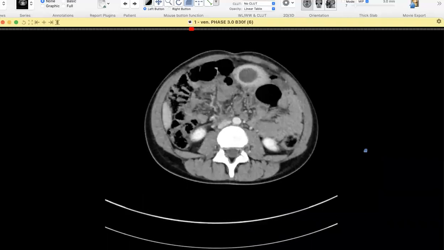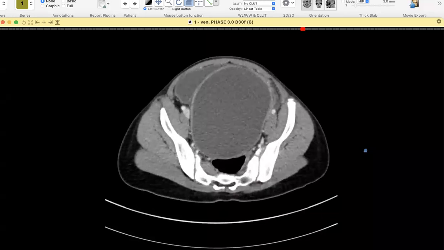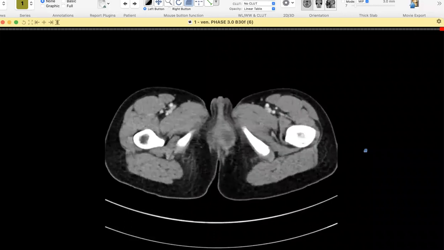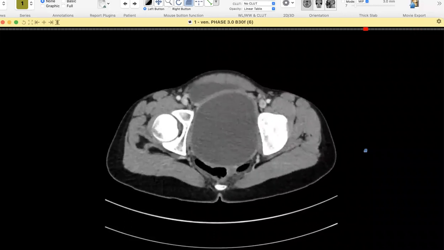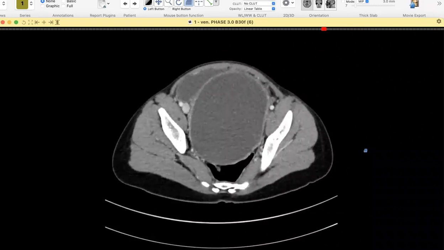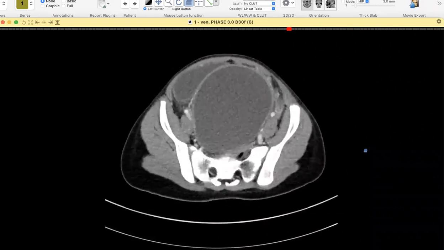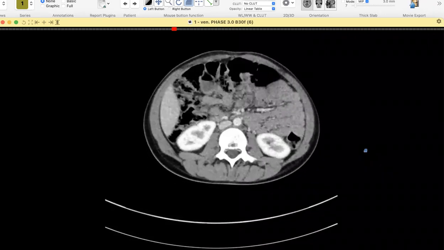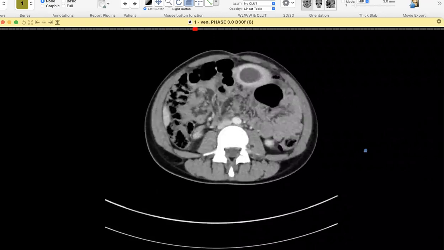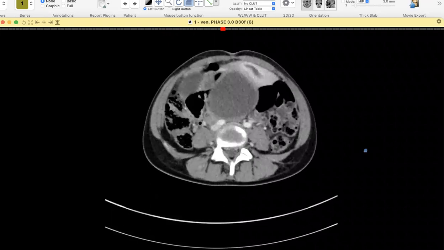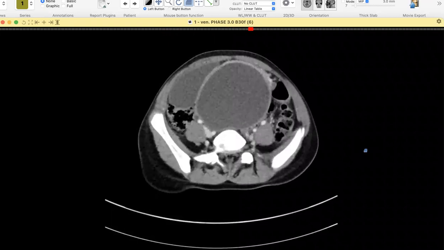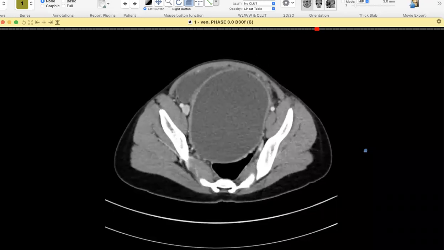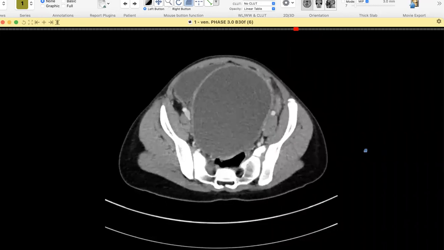Good. So these are the provided axial images, contrast enhanced. There is a huge cystic lesion in the pelvis, pushing the bladder anteriorly and extending into the abdominal cavity. And there is another lesion, maybe it is viscous, I'm not sure of it, but it shows a well enhancing surrounding. So this is a multicystic lesion extending from the pelvis to the abdominal wall, in a teenager.